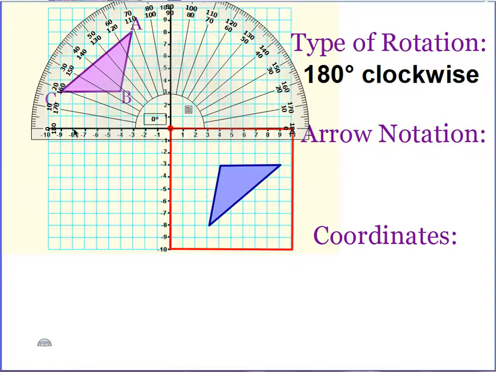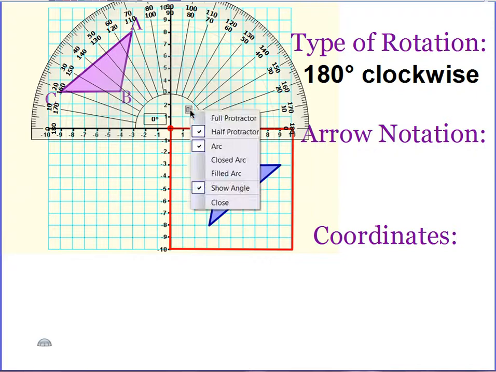Now if I had gone counterclockwise, a 180° rotation is actually the same either way, clockwise or counterclockwise. You're still going to the opposite side of the graph. But now let's look at the coordinates, right? Let's get the protractor out of the way.